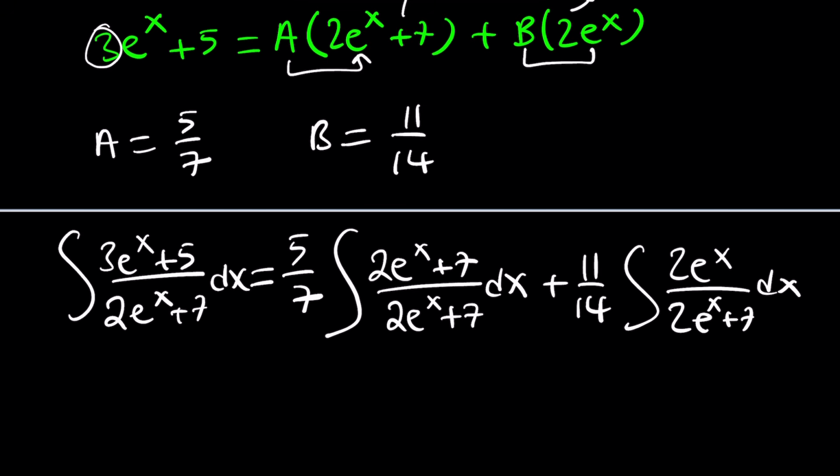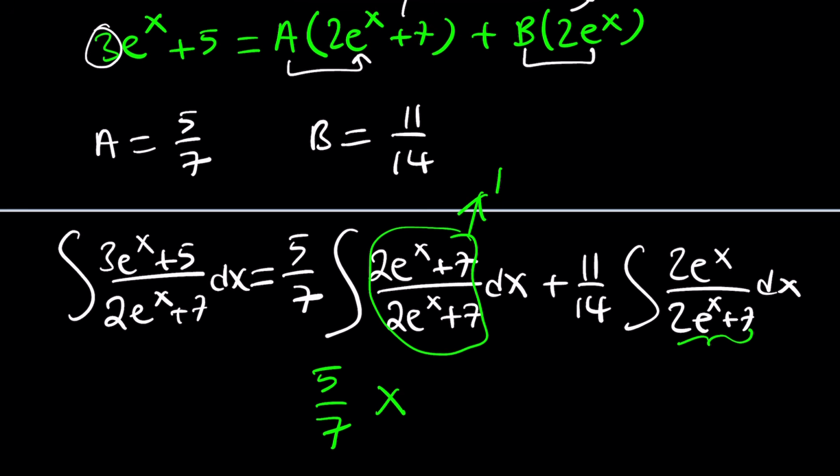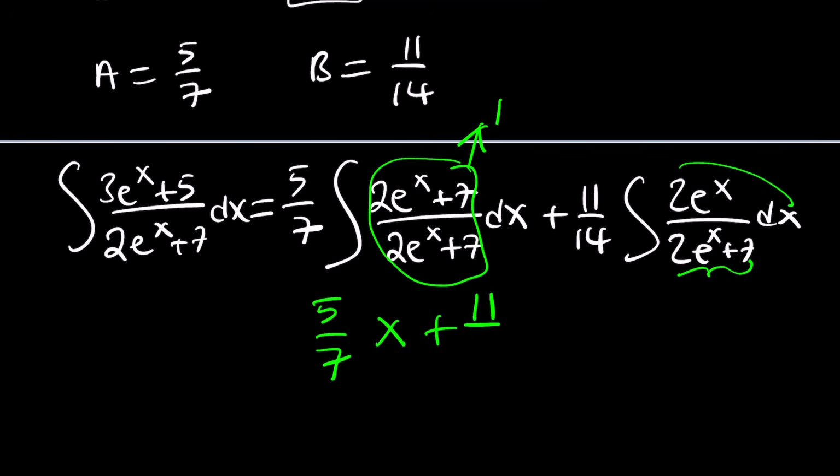Okay, great. Now, here's the thing. When you look at this, this is 1, isn't it? Uh-oh, that's interesting, right? So what is the integral of 1? x, right? So this is going to give you 5/7 x. What about this one? Well, if you call this u, it's going to be the du here. So directly you get that. That's why we were looking for the derivative. So it's just going to be the ln of the denominator, which is this one, right?